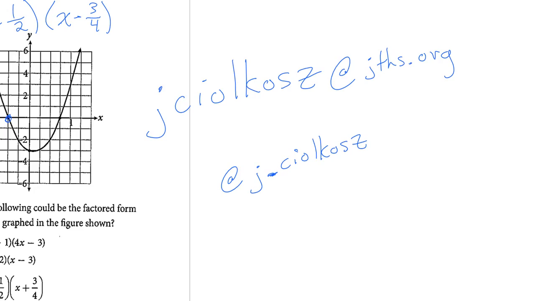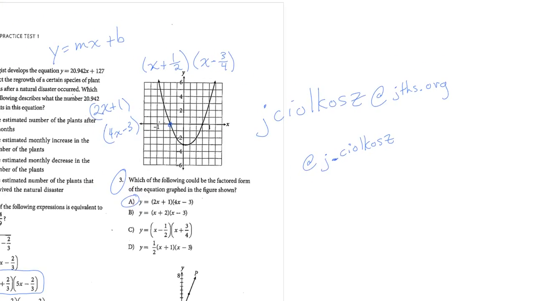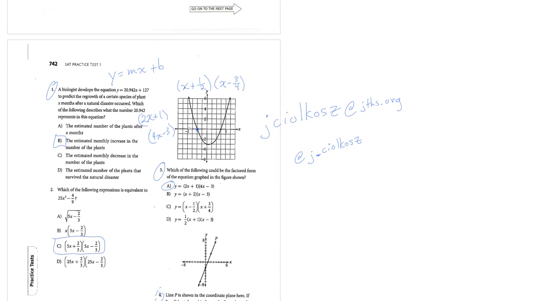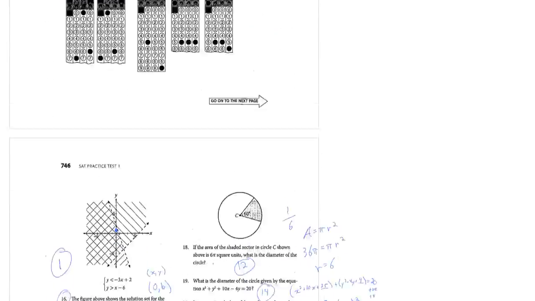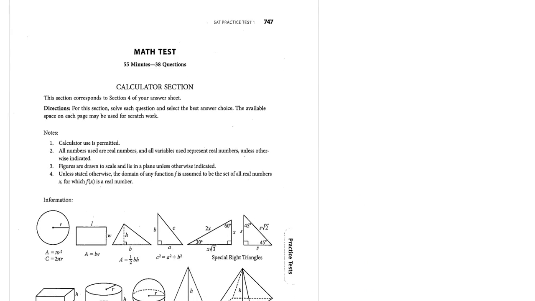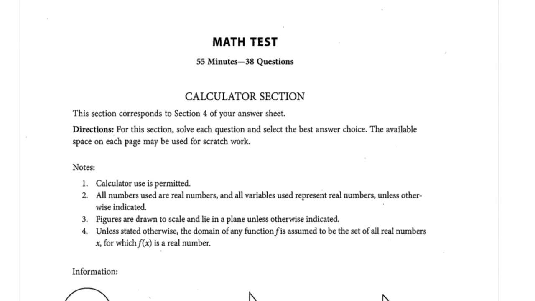All right. What we're going to go ahead and do now is move on to our multiple choice section. Because again, we're going to do the whole test at once here. So let's go ahead and move on down. All right, so let's take a look at what we got here. For this portion, we have 55 minutes to complete 38 questions. And we do have a calculator.